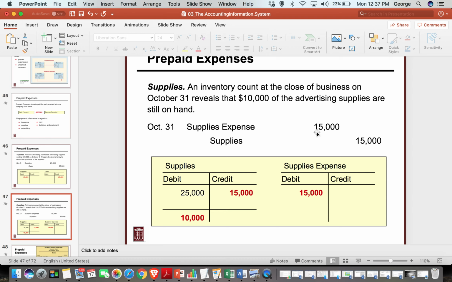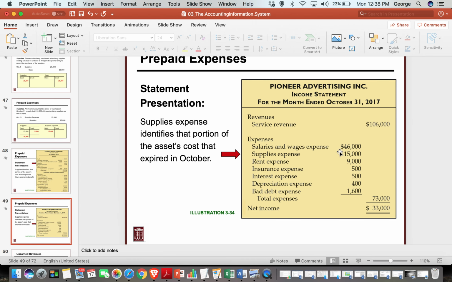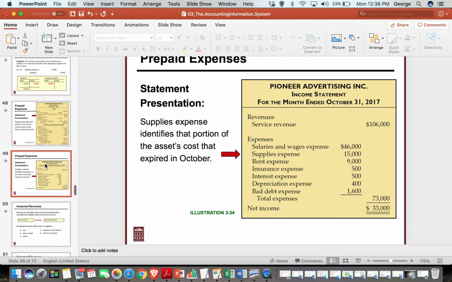All right, and again, I bought $25,000. There's only $10,000 left. That means I used $15,000 of supplies this period. So I debit supplies expense to show the increase in expense, and credit supplies for $15,000 to show the decrease in supplies. All right, and then on my statement presentation, I've got supplies, assets. They're no longer $25,000, but they're $10,000. And I've got supplies expense of $15,000. So it does affect your financials. When you make those adjusting entries, it does affect your financial statements.